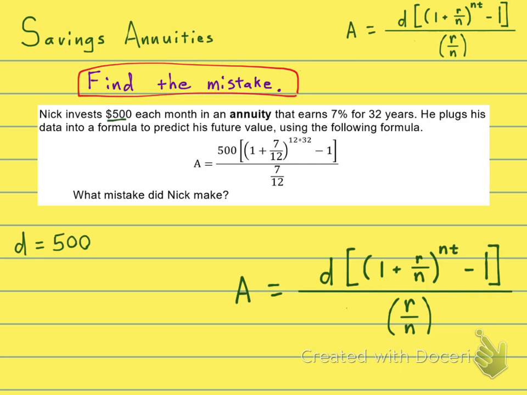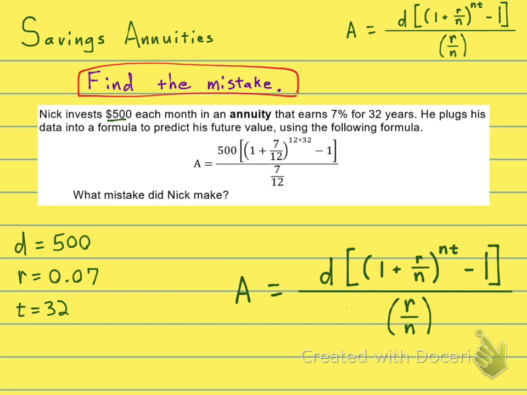In an annuity that earns 7%, okay, so my rate is 7%. Remember, when we plug a rate into a formula, we want to put it in decimal form, 0.07. For 32 years, that is going to be my T. My time in years is 32. He plugs his data into the formula to predict his future value using the following formula. What mistake did Nick make?